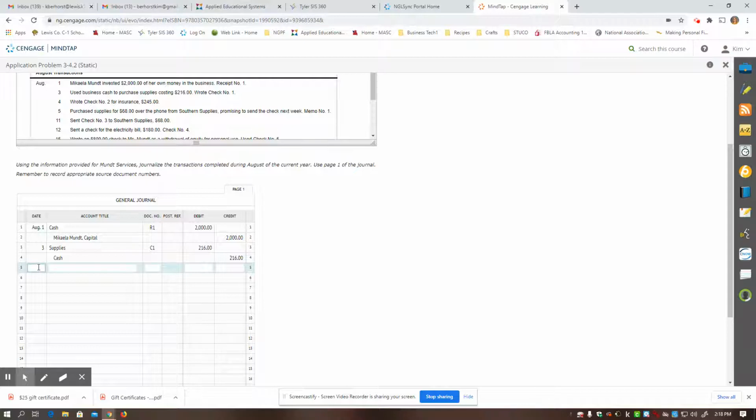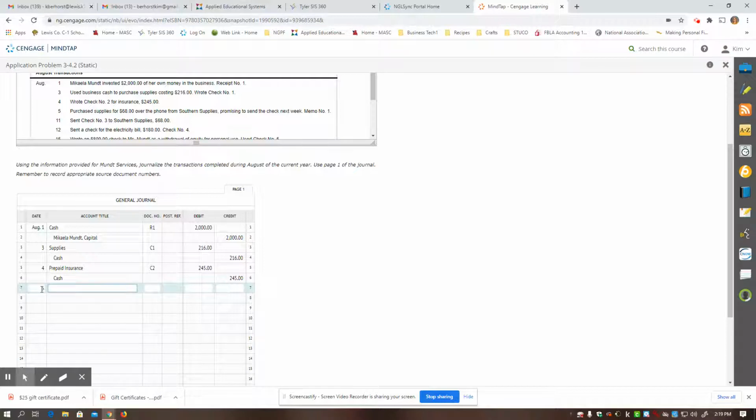Next, entry number 4. Wrote check number 2 for insurance. If you didn't know that, checks are considered cash. Okay, so we have prepaid insurance. Check 2 for $245. And cash again for $245.